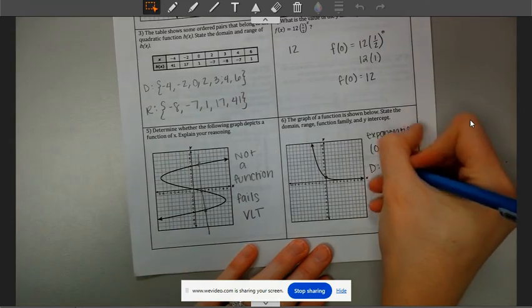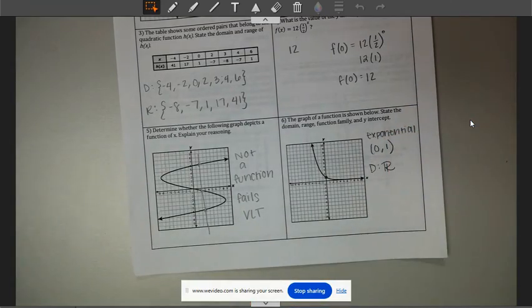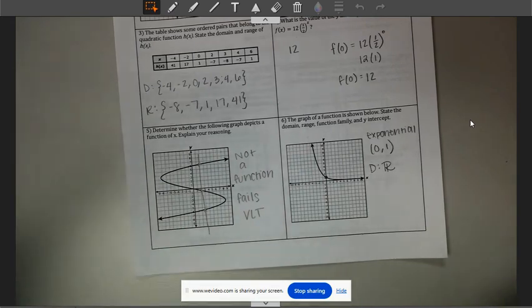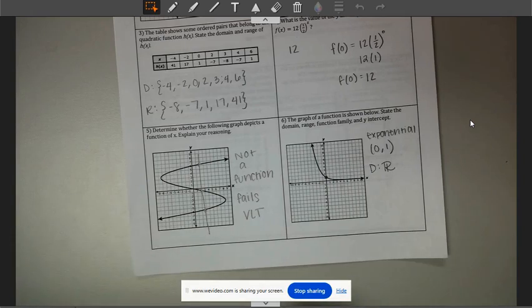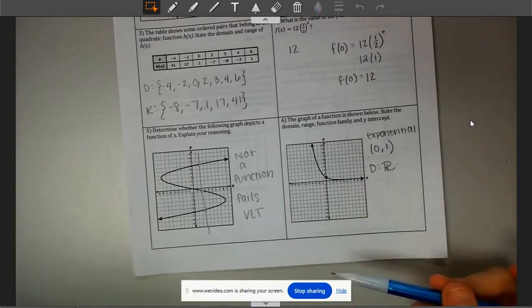So since it goes forever left, forever right, the domain is all reals. Now, the y-intercept, this is what's really tricky about exponentials. When we talk about exponentials, it's y is greater than, because if I look above, I can go up forever. So it is greater than.